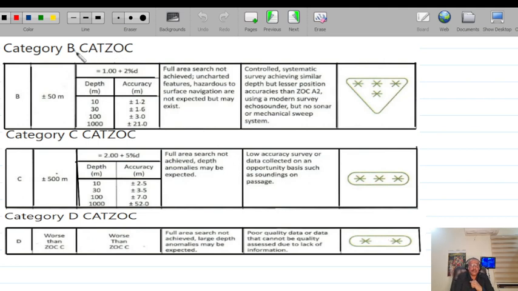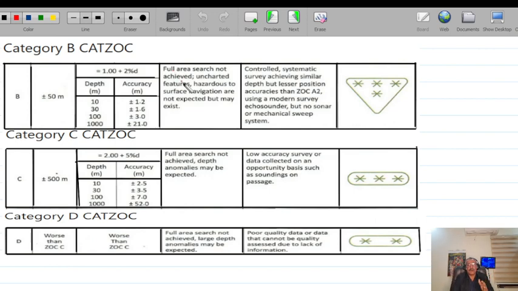The third one is category B CATZOC, in which the accuracy is plus minus 50 meters, and the coefficient is 1 plus 2% of the depth. In this case, if the depth is 10 meters, the accuracy is plus minus 1.2, and if the depth is 30 meters, the accuracy is plus minus 1.6, and if the depth is 100 meters, it is plus minus 3, and if the depth is 1000 meters, it's plus minus 21 meters.